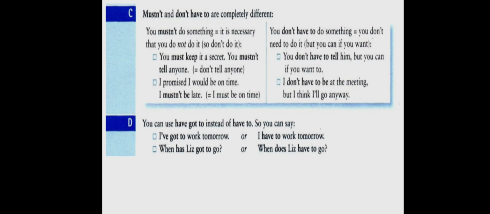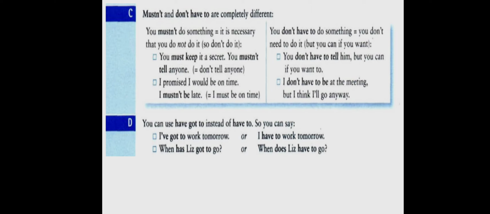Part C. Mustn't and don't have to are completely different. If we think of mustn't, the negative of must, there is obligation not to do something. And if we think of don't have to, the negative of have to, then there is no obligation. Here, there is absence of obligation.